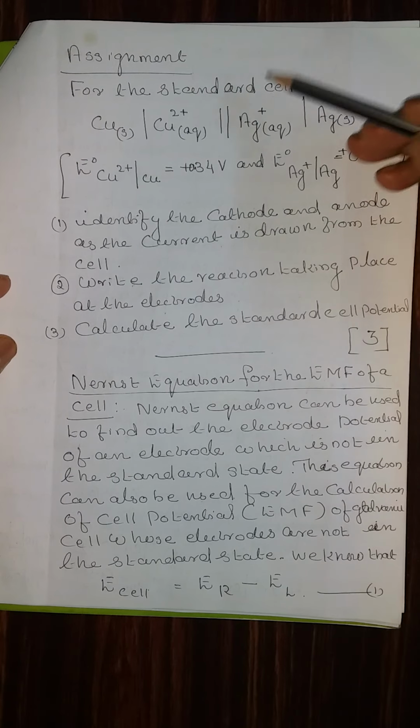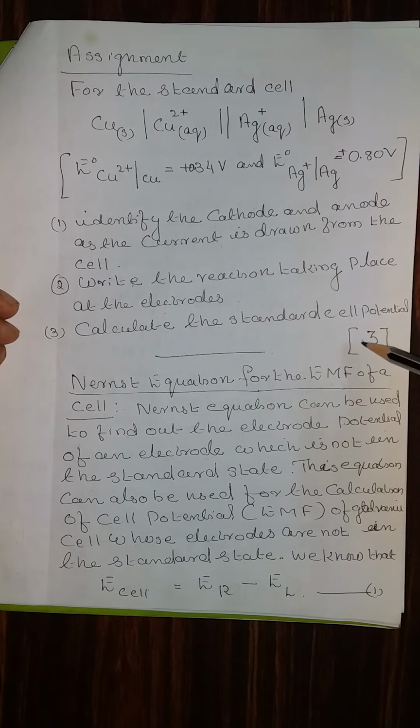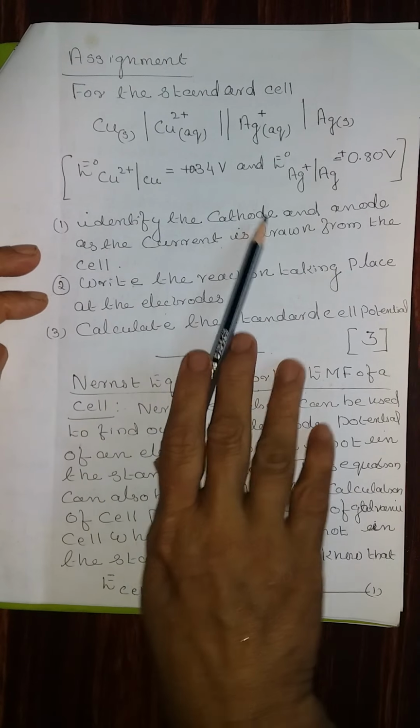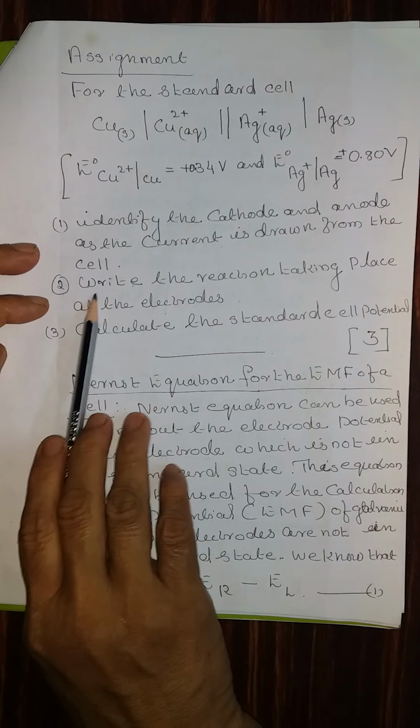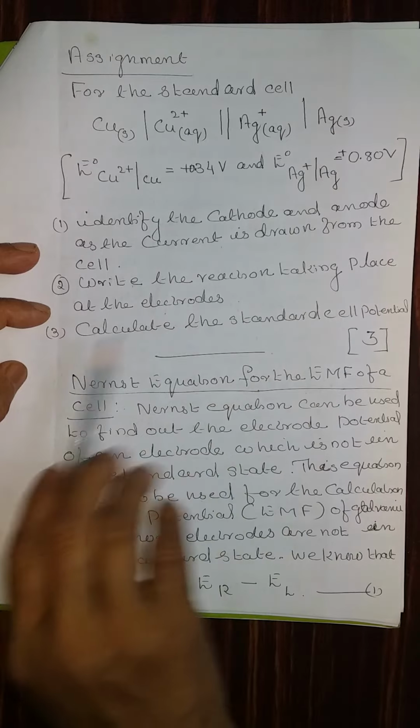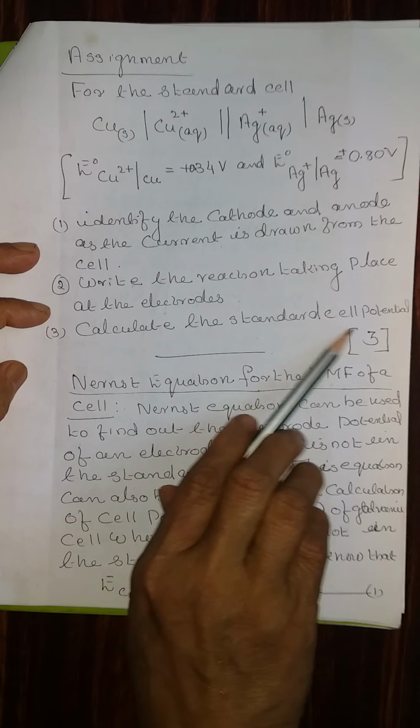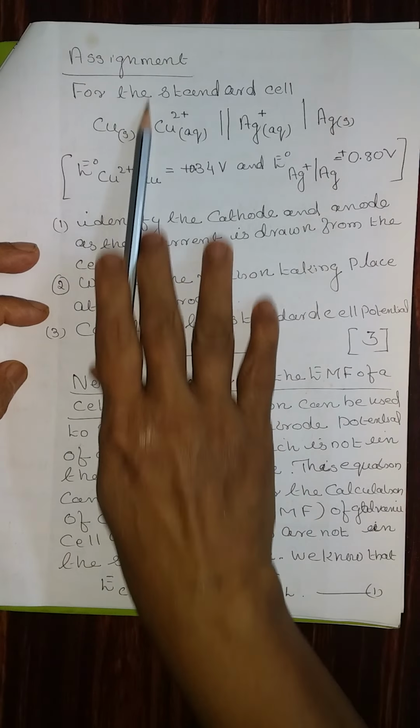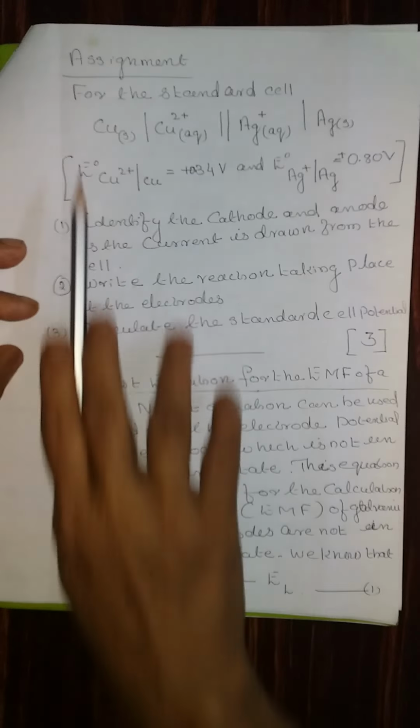Therefore, please try to find out which is the cathode, which is the anode, what is the reaction taking place, and what is the standard cell potential of this cell. Please do it as an assignment.